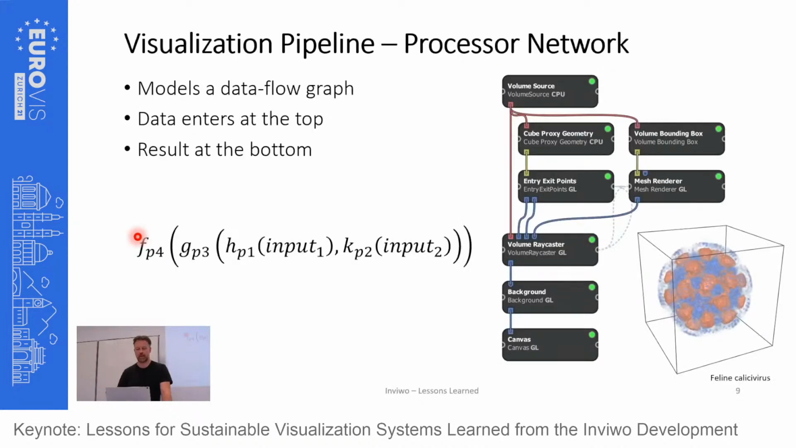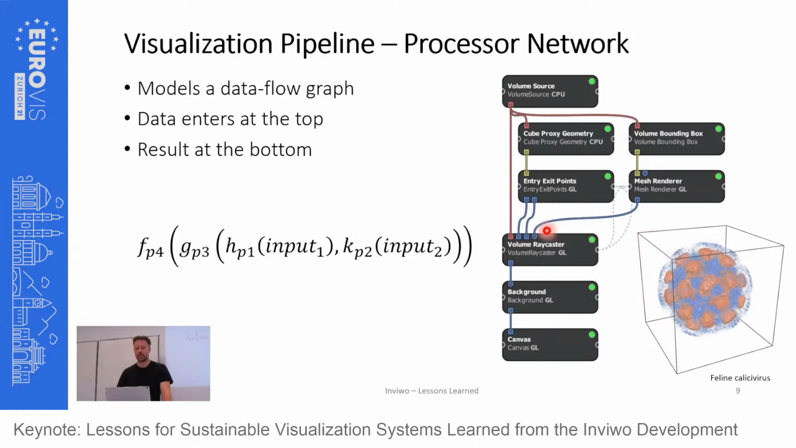These processors you can then bring together and form a visualization pipeline. This is our data flow graph. And here, data enters at the top. Here we have a source processor. And then we have a sink processor down here where the result comes out. In this case, it's an image, a rendering of this virus particle.